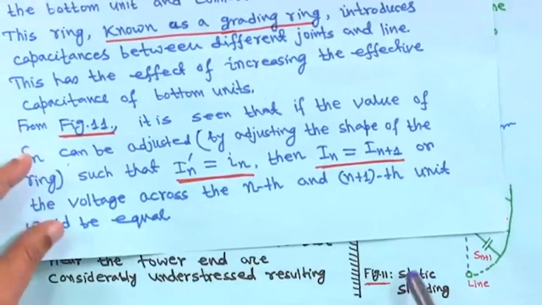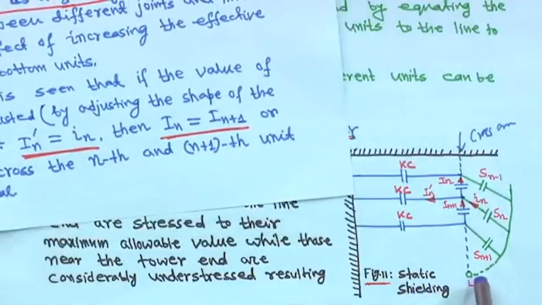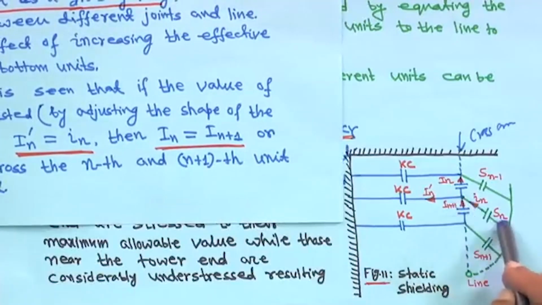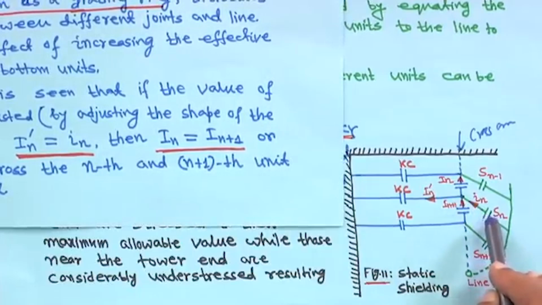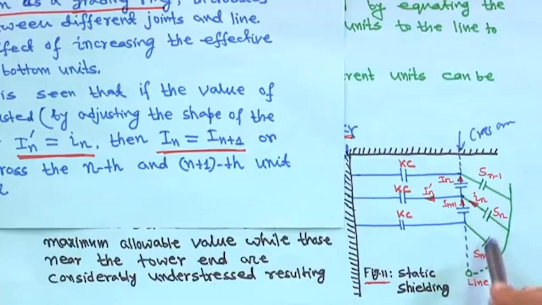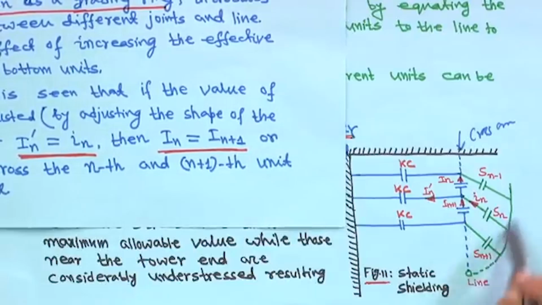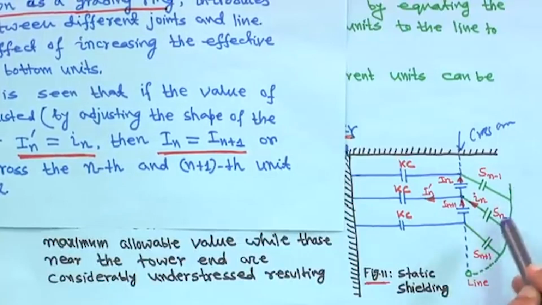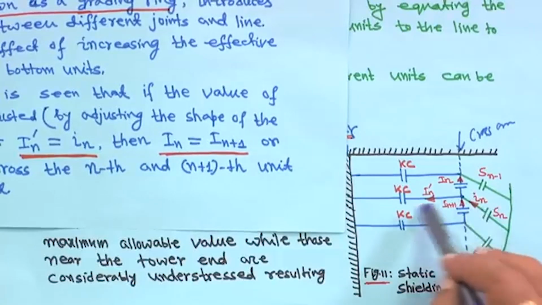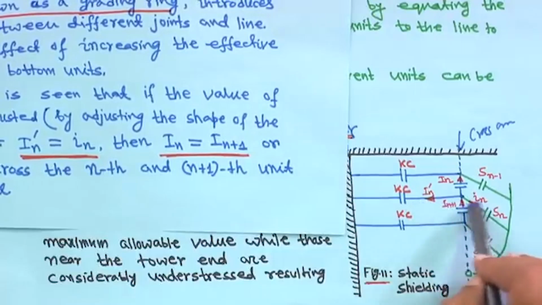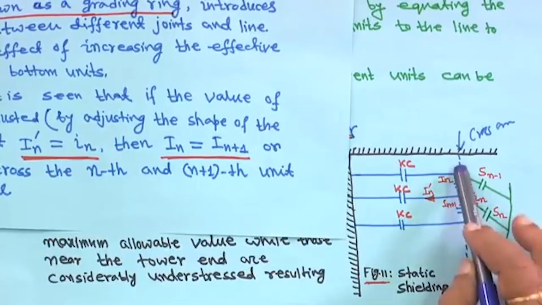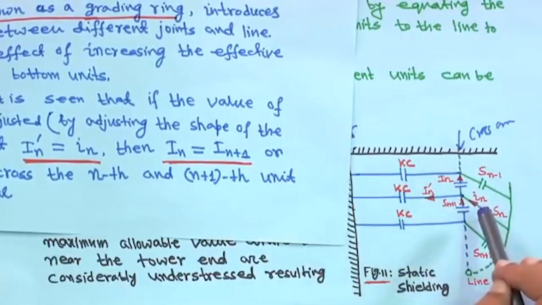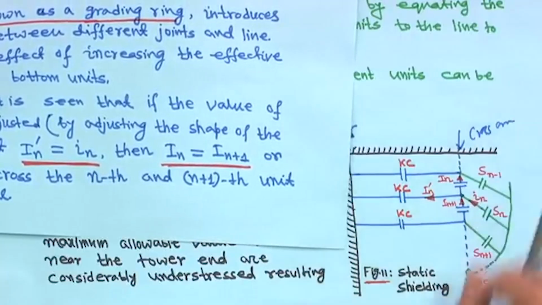From this figure, it is seen that if the value of S n, this is the capacitance value, can be adjusted by adjusting the shape of the ring, such that I n dash is equal to I n, then in all the units you will find the same current flowing. In reality it is not possible, but then the voltage would be equal.